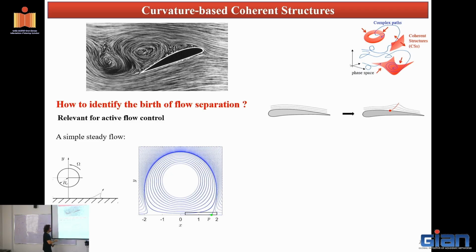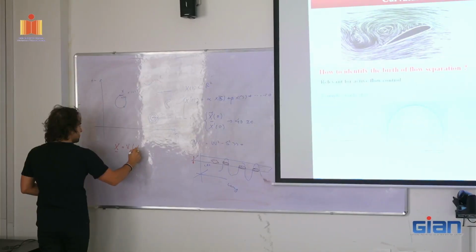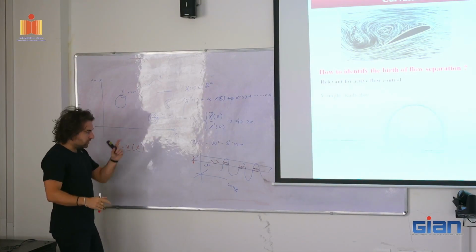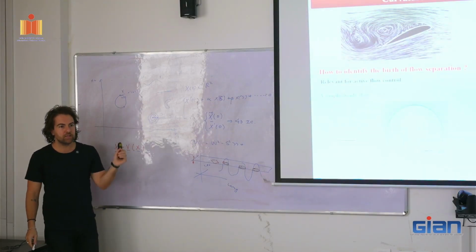Okay, right? This is the cylinder, everything rotates in one particular direction. Those are the streamlines. And the streamlines are the trajectories for steady flow. This is as simple as it gets. You have a two-dimensional dynamical system, which is like this, x dot equals v of x. And this is it. So it's really time independent. So these streamlines are the trajectories.